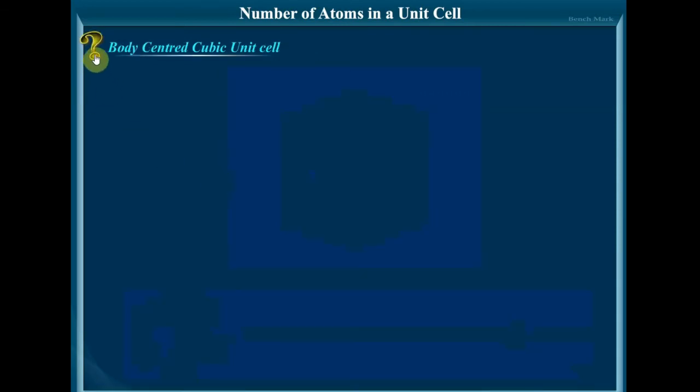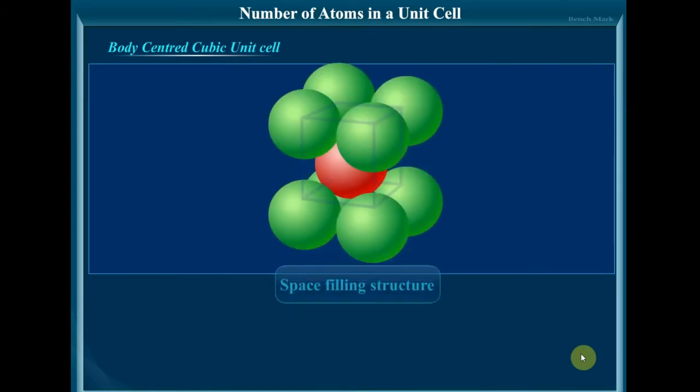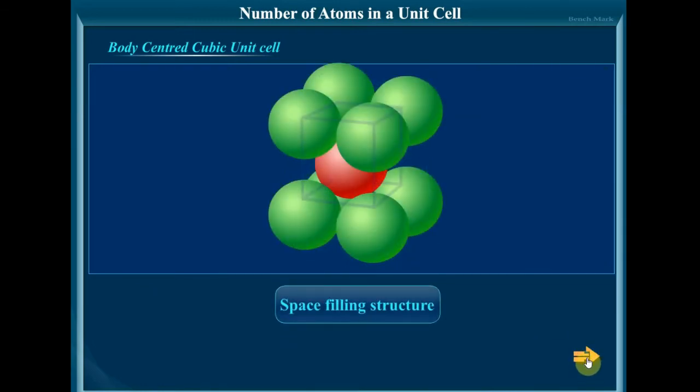Second, in the body centered unit cell, as we have learned, 8 atoms are at the corners and 1 is at the body center. Each corner atom makes a 1/8 contribution, and the atom at the body center belongs only to that particular unit cell. Now I think you can guess how many atoms will be there in this type of unit cell. I think your guess will be right.